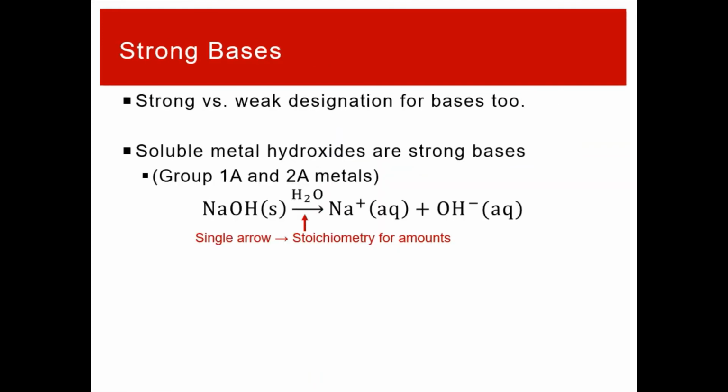You can also describe bases in the same way as strong versus weak, where strong bases react via stoichiometry, or can be described by stoichiometry, where they fully react all the way to completion. All of your reactants turn into products, and then weak bases don't. And so strong bases are effective at changing the pH. Weak bases are less effective. The most common strong base that we're going to talk about is going to be soluble metal hydroxides. So your group 1A and 2A metals, the alkali metals and the alkaline earth metals on the periodic table, those metals paired with hydroxides.